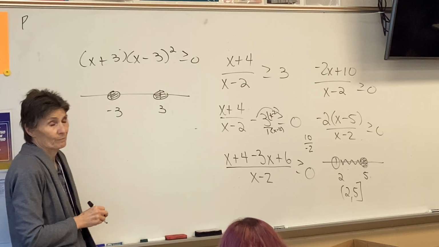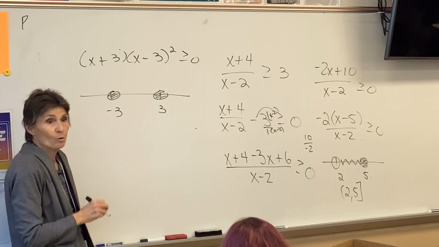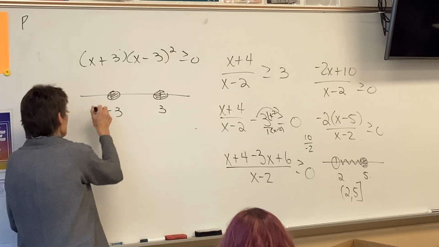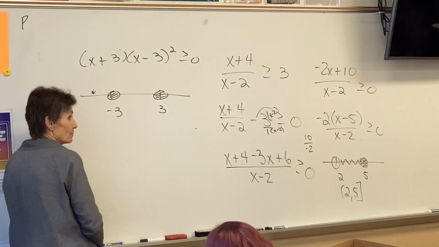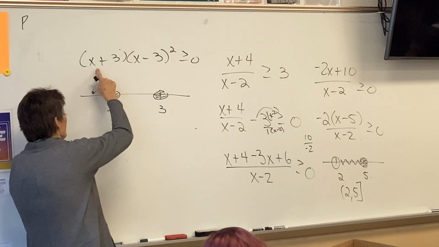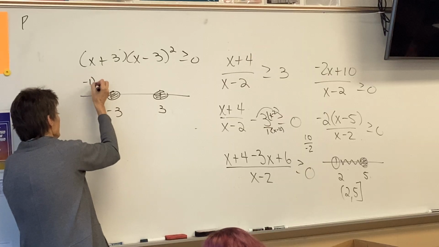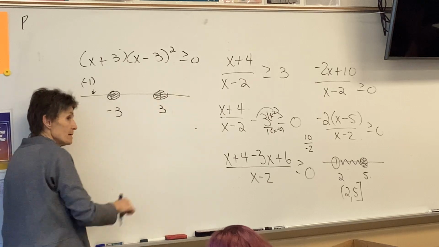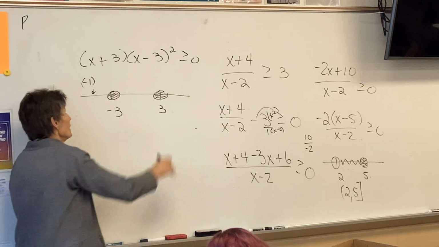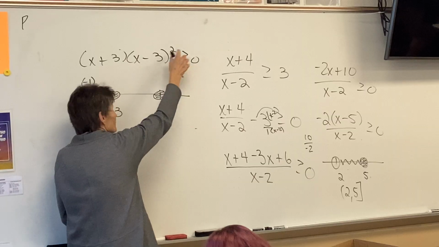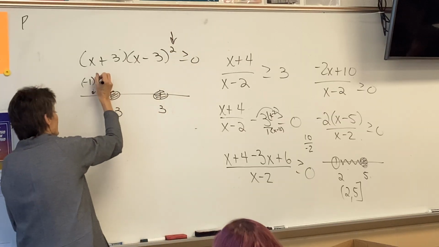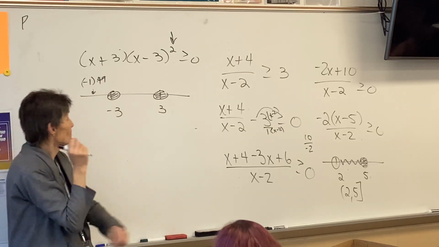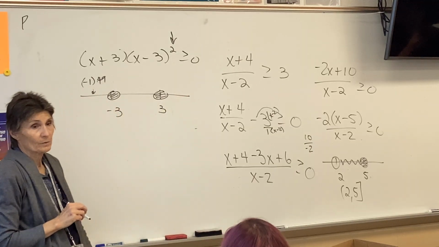This one's trouble. You gotta do all 3 of them. There's no shortcuts here. So I'll pick a number here, like -4. -4 plus 3 is -1. -4 minus 3 is -7, but it's squared, so it's 49. If I multiply -1 times 49, am I bigger than 0? Nope.